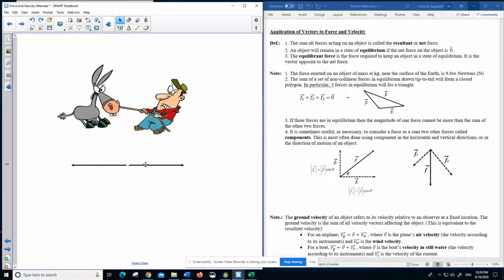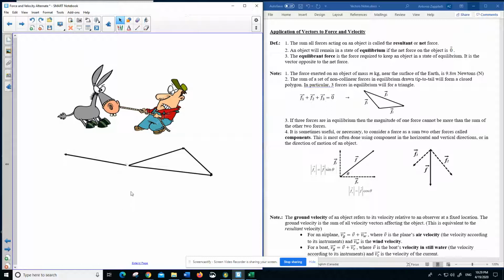Now let's say there's more than one force being applied. In that case you might have two forces acting on an object. If we add them together, we get what we call the resultant force or the net force. So this is the net force once I've added the two forces acting on the object. Now, of course, the equilibrium force will be equal and opposite to that force there.